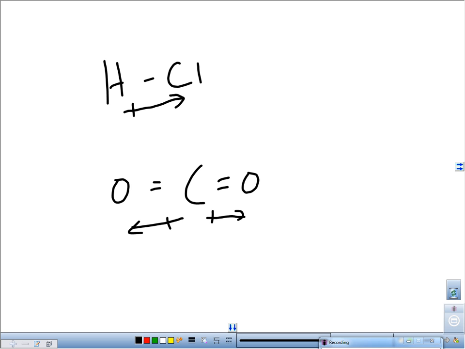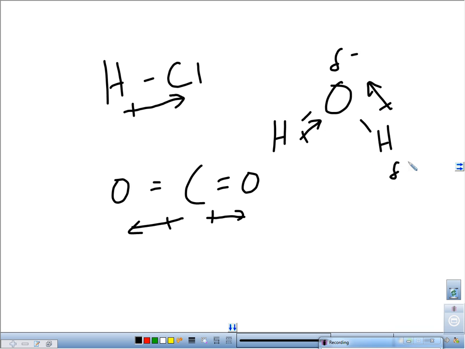I'll put this up here also. Water. What shape is water? Bent. Oxygen's partial negative because it's like this, and hydrogens are partial positive.